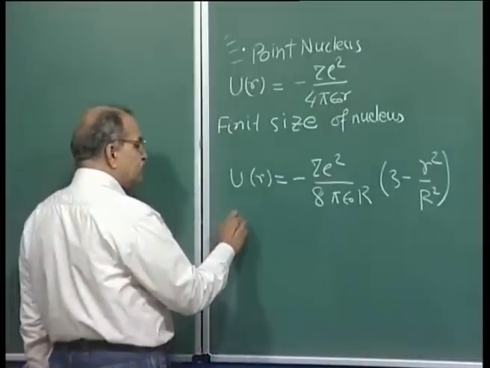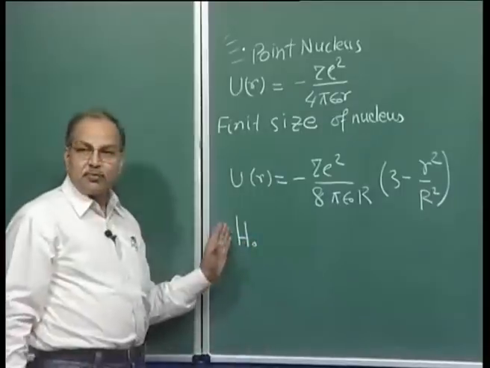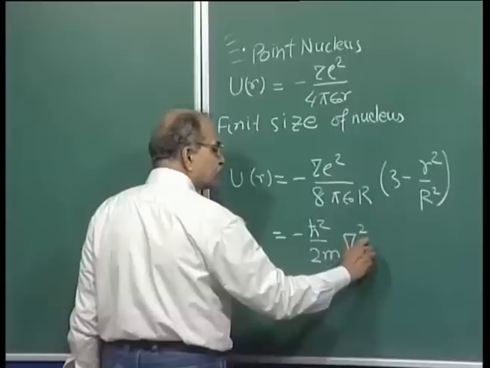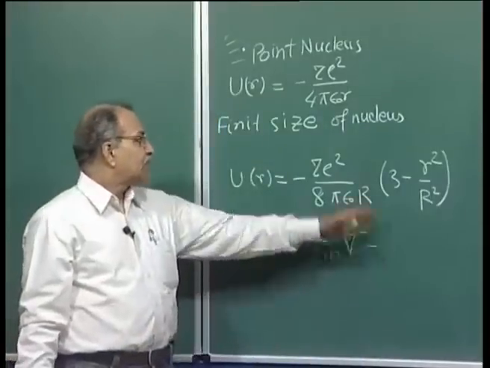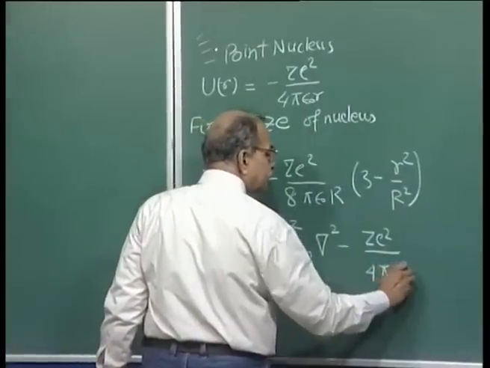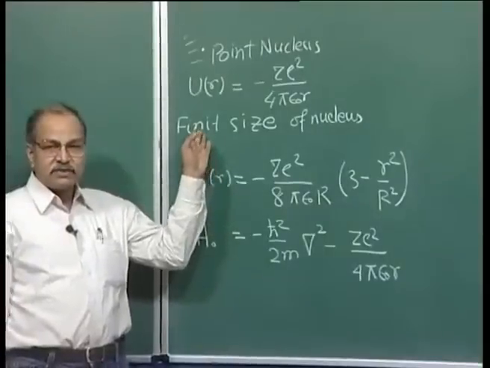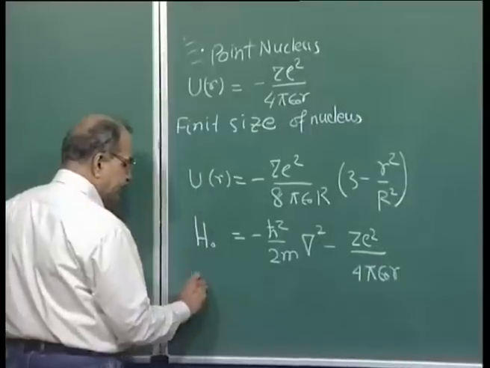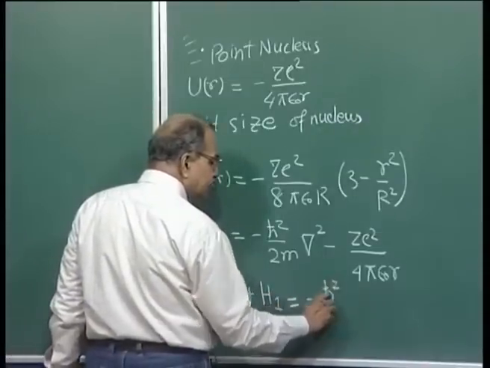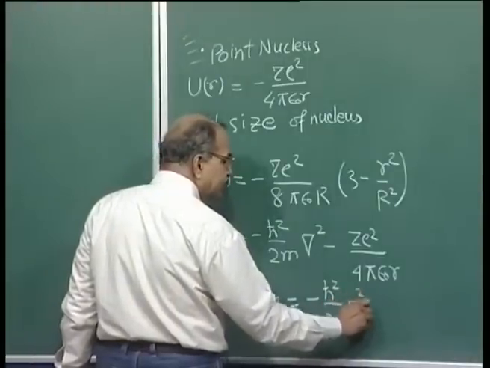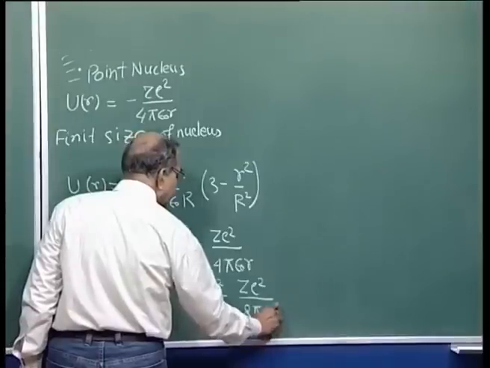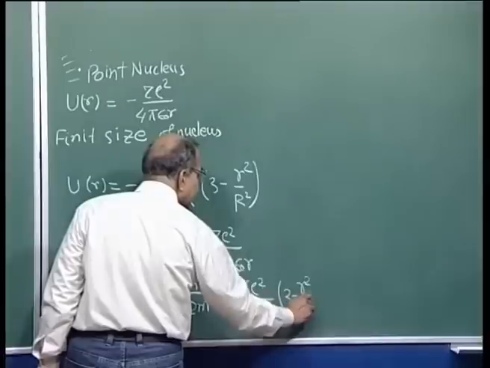Now, if I write Hamiltonian with point nucleus, this will be minus h cross square over 2 m del square, kinetic energy operator, and then potential energy operator, that will be this. So, it is minus Z e square over 4 pi epsilon naught r. But when you take a finite size of nucleus into account, this Hamiltonian is different, and this you can write as H equal to H naught plus H 1, and that is kinetic energy operator remains the same, minus h cross square by 2 m del square, and potential energy operator is now different, it is minus Z e square over 8 pi epsilon naught R, 3 minus r square over capital R square.